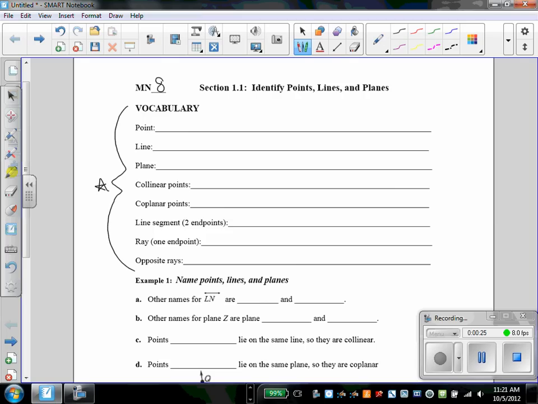Don't just feel like you have to use words. You can also use diagrams and pictures to help you understand what each one of these vocabulary words mean.